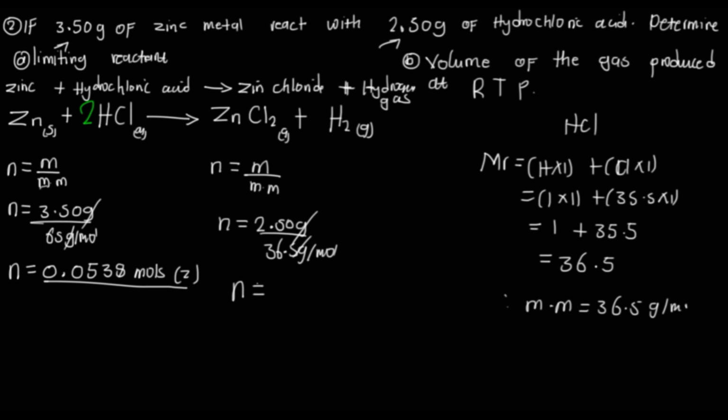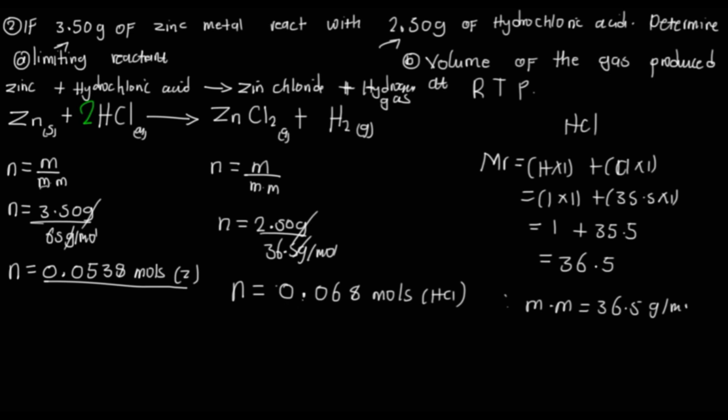So we can now divide. So we can see that 2.5 divided by 36.5, we have 0.0618 moles. So these are the moles of HCl.